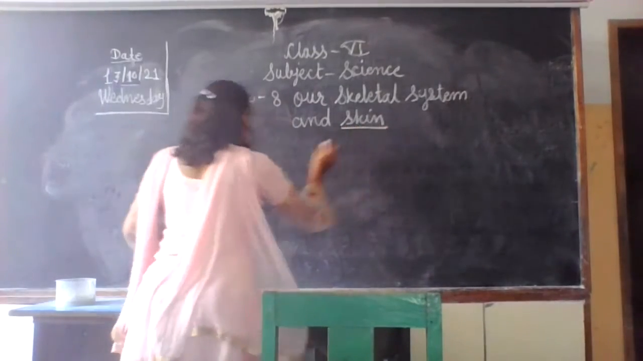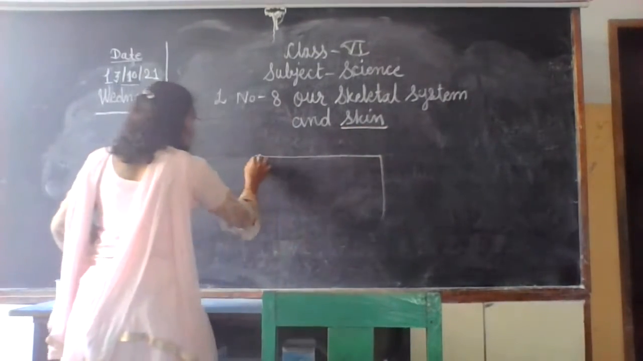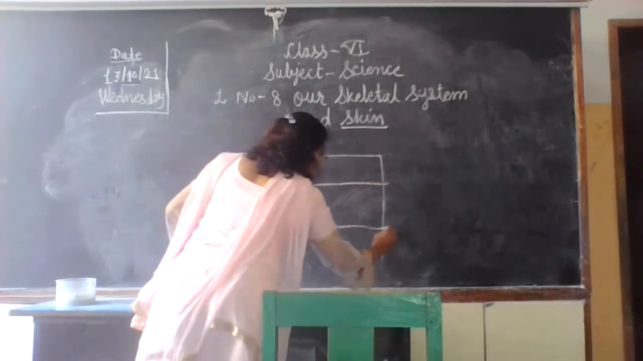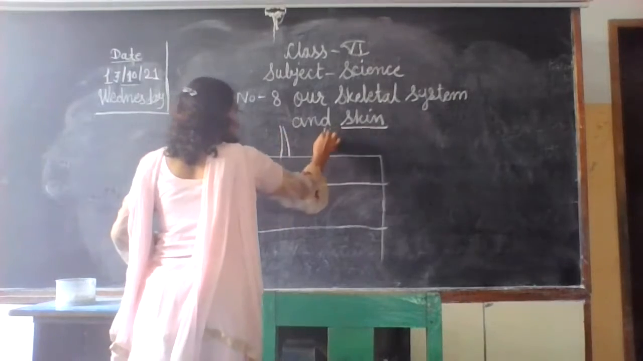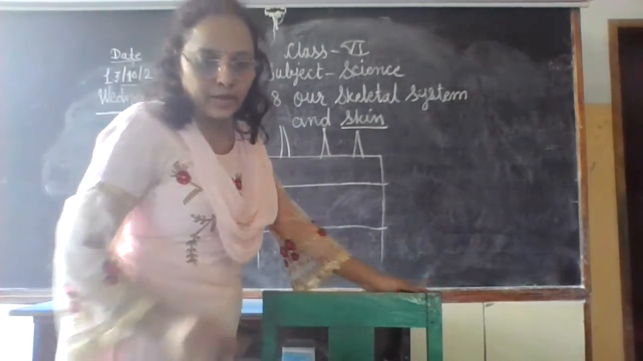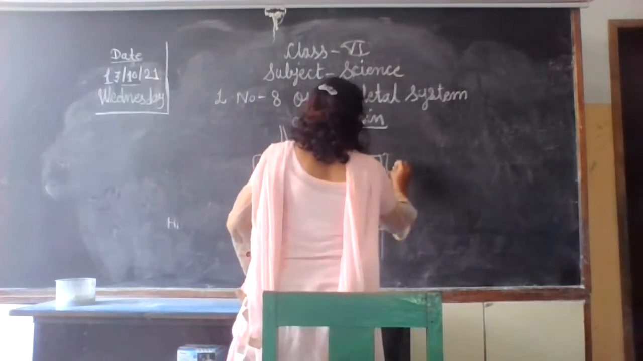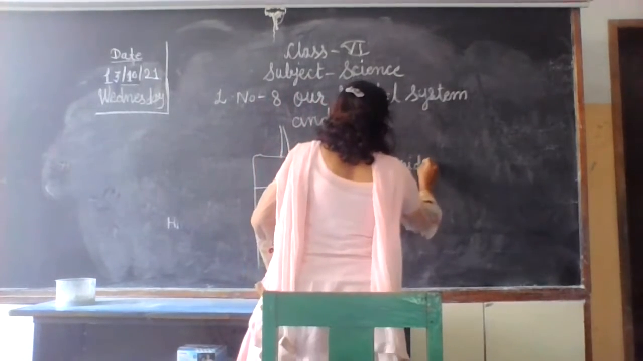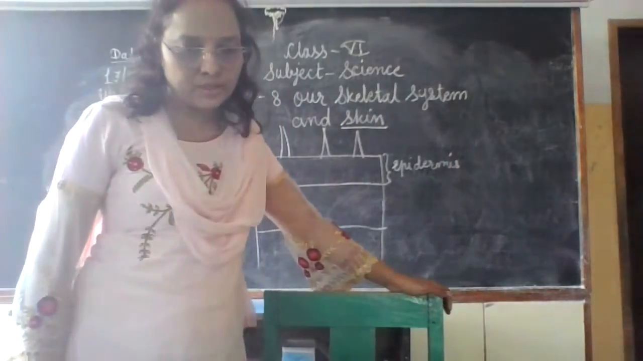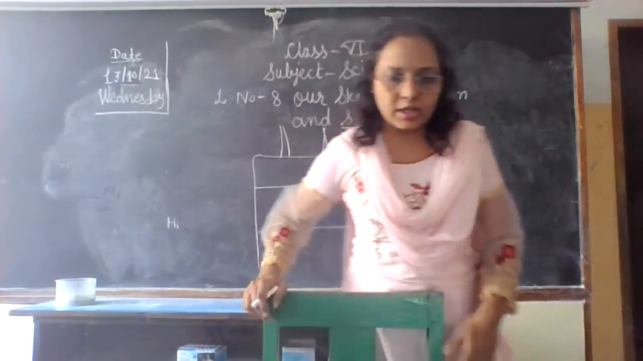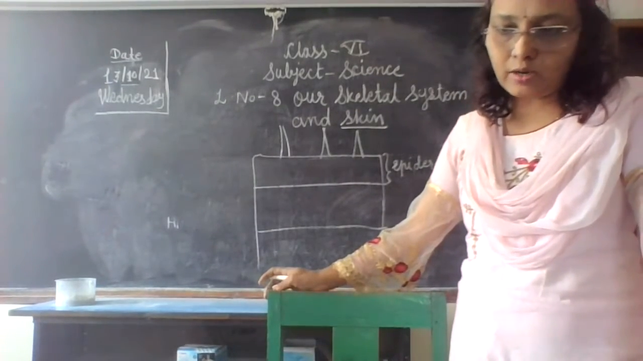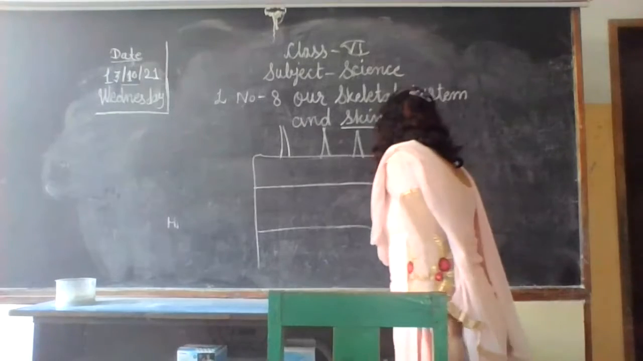You see the section of skin is divided into three layers. But that is the layers are present here. So that outermost layer, that is epidermis. The human skin is made up of two main layers. The outermost layer is called epidermis, and the layer below is called the dermis.